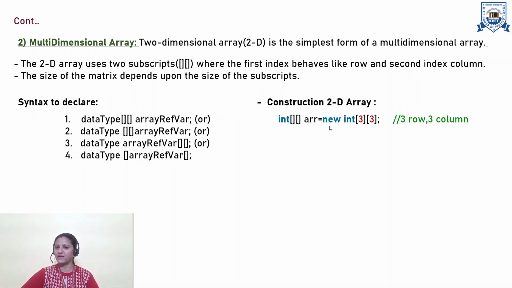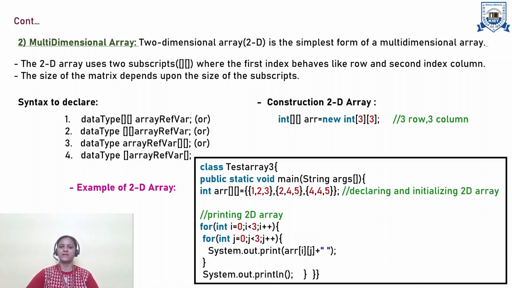Now the construction of a 2D array like this: int, the two subscripts, the name of the array variable equal to new int, and then the size 3 by 3. It means 3 rows and 3 columns, so the total number of elements will be 9. Example of a 2D array here.